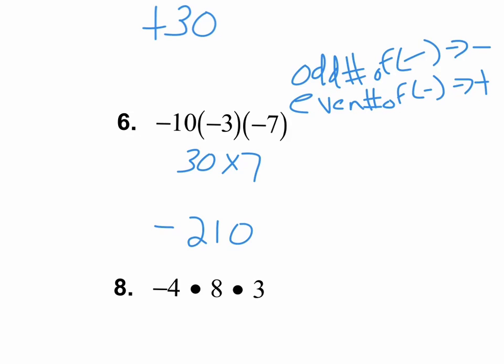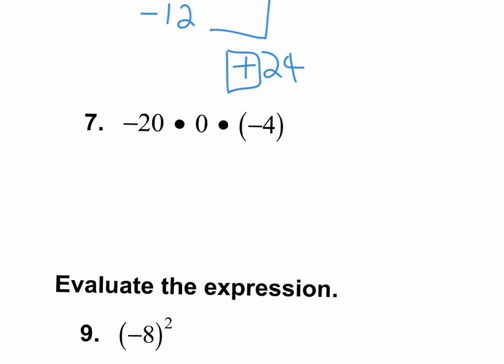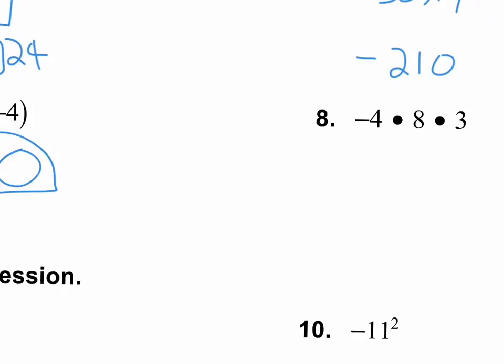If it's an odd number of negatives, it's going to be a negative. If there's an even number of negatives, it's going to be a positive. So if I look over here, we only had 2 negatives, so that's 2, an even number, so it becomes a positive. Looking at number 7, we have negative 20, negative 4, that's 2 negatives, and so I would get an even, so it's going to be a positive since it's even. 0 times anything you should know right away is just going to be 0, so really your answer is just 0. Okay, because 0 cannot be positive or negative.